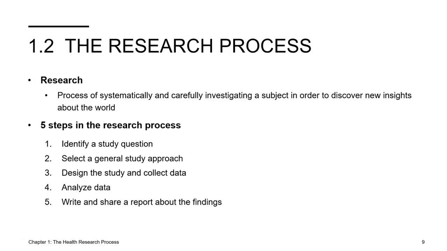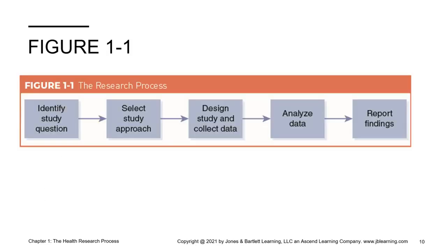Step 5 is to write and share a report about the findings, and this may also include disseminating the results in other ways, like poster and oral presentations. So here, Figure 1 outlines the 5 steps in the research process in sequential order, starting with identifying the research question, selecting the study approach, designing the study and collecting data, analyzing the data, and reporting the findings.